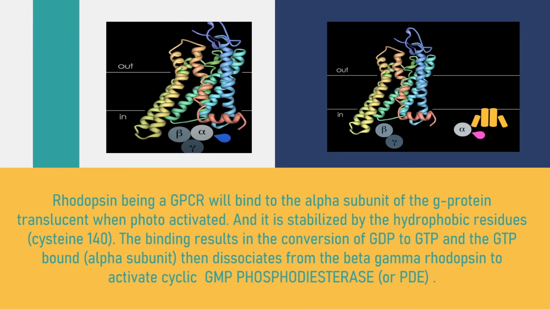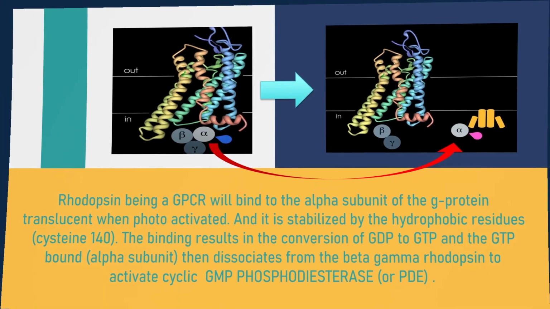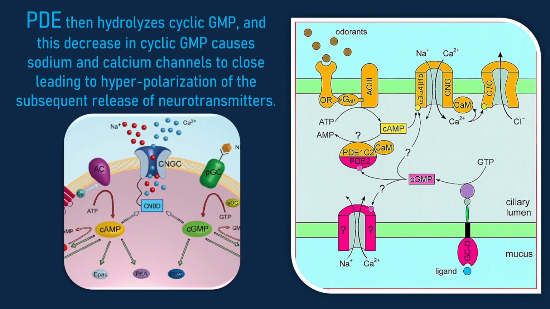The binding results in the conversion of GDP to GTP, and the GTP-bound alpha subunit then dissociates from the beta-gamma subunits to activate cyclic GMP phosphodiesterase, or PDE. Phosphodiesterase then hydrolyzes cyclic GMP, and this decrease in cyclic GMP causes sodium and calcium channels to close, leading to the hyperpolarization and subsequent release of neurotransmitters.